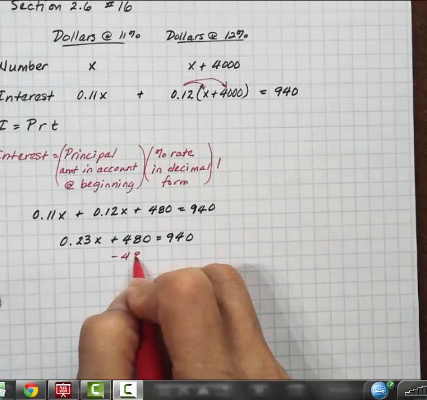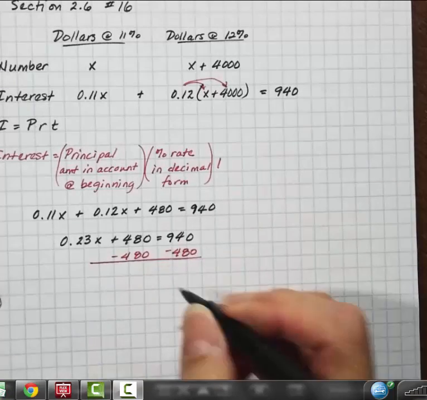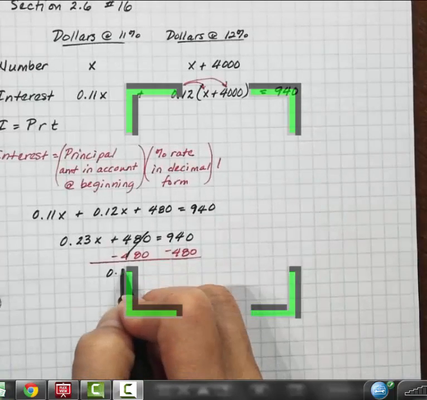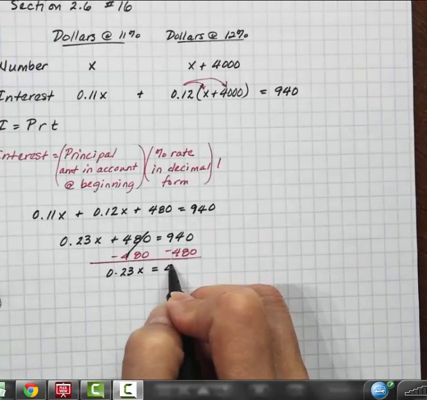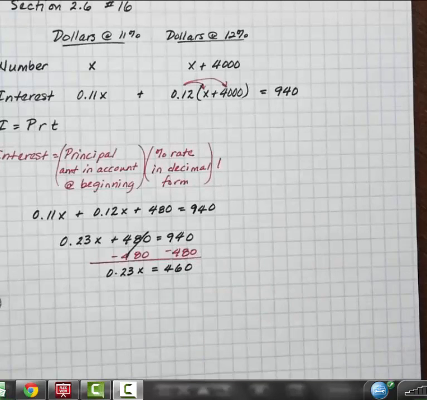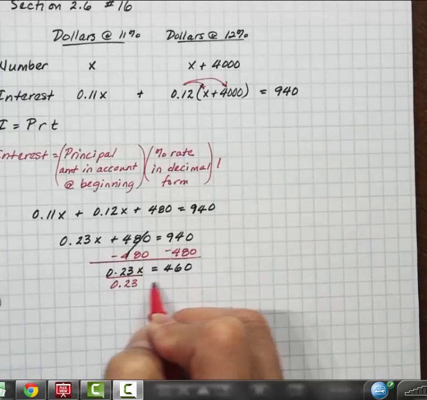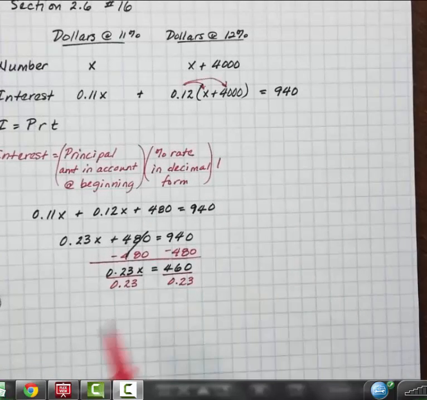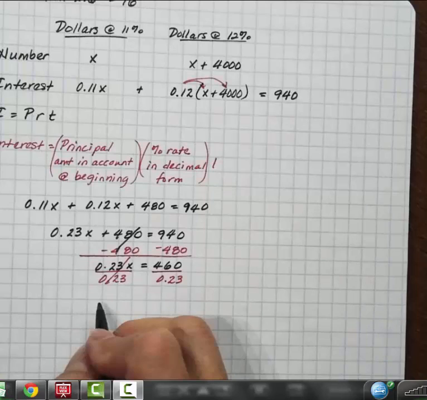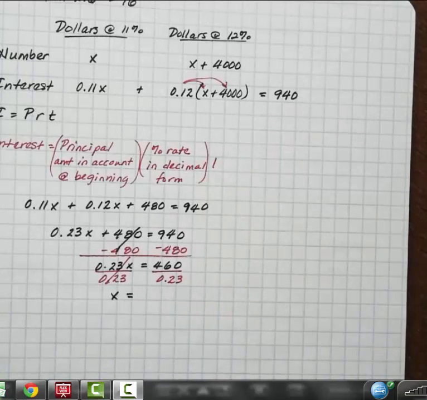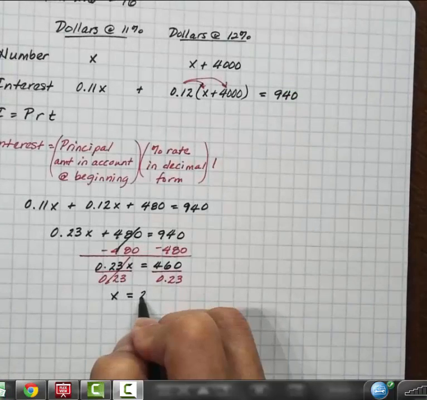Then we're going to subtract 480 from both sides. We're trying to get the x by itself. 480 cancels out, and I'm left with 0.23x equals, I think that ends up being 460. Yep. Then we need to divide both sides by 0.23 to get the x by itself. 0.23 on the left cancels out, and we're left with x equals 460 divided by 0.23. And I come up with $2,000.